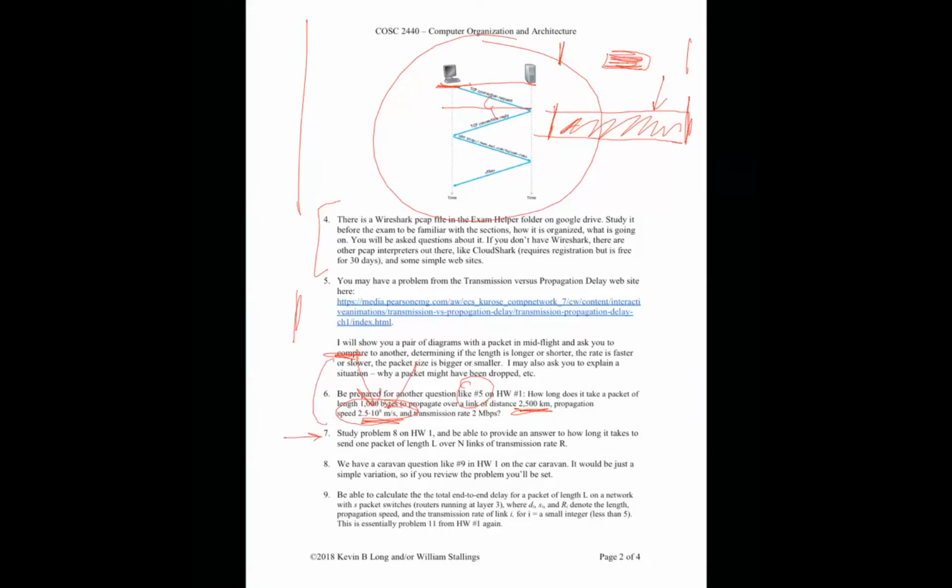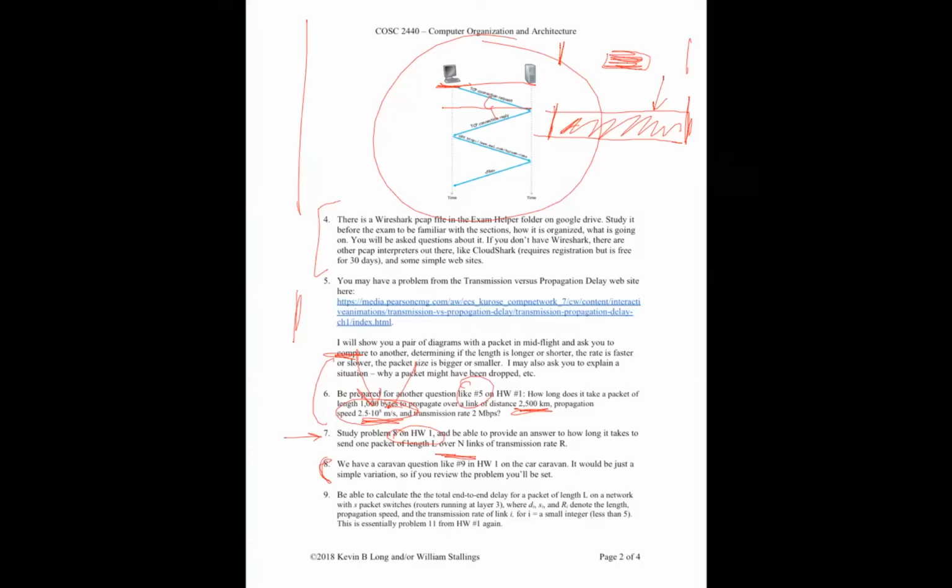Study problem number 8 on homework 1 and be able to tell me how long it takes to send a packet of length L over a certain number of links where all the transmission rates are, let's say, the same, for example. We'll have another car caravan question, and this is the one that says your caravan has this many cars, it arrives at a toll booth, it takes this many seconds to process each vehicle, then they travel at this many kilometers per hour for this amount of distance until they reach the next toll booth. And I'll come up with an example and then ask you a question about it.